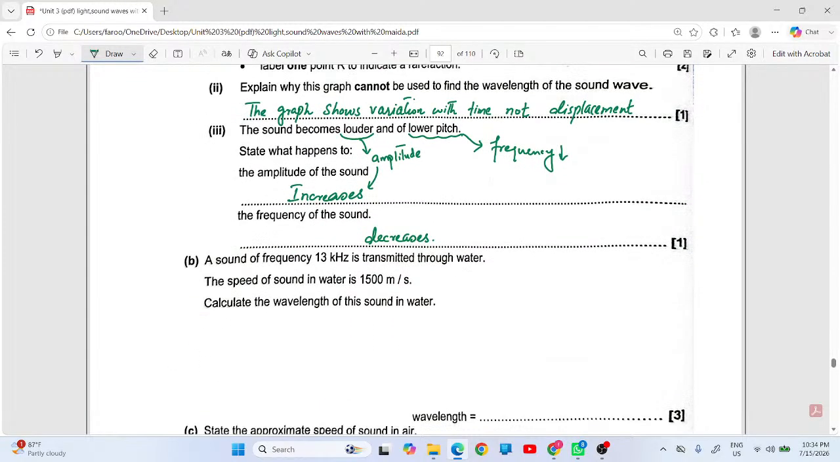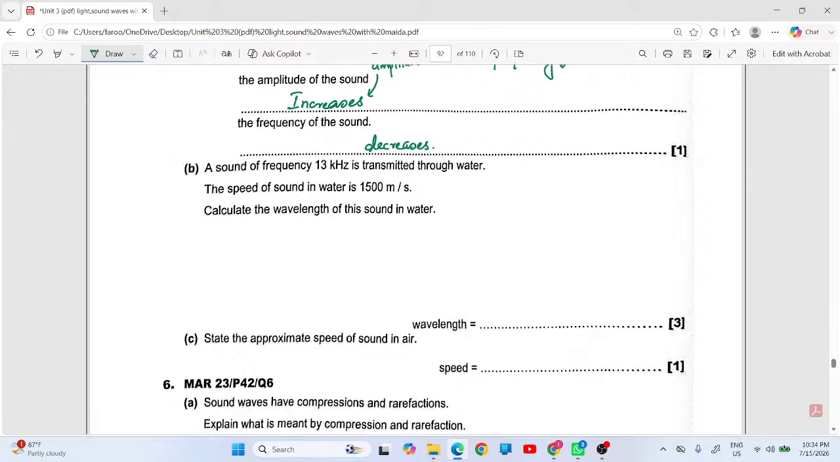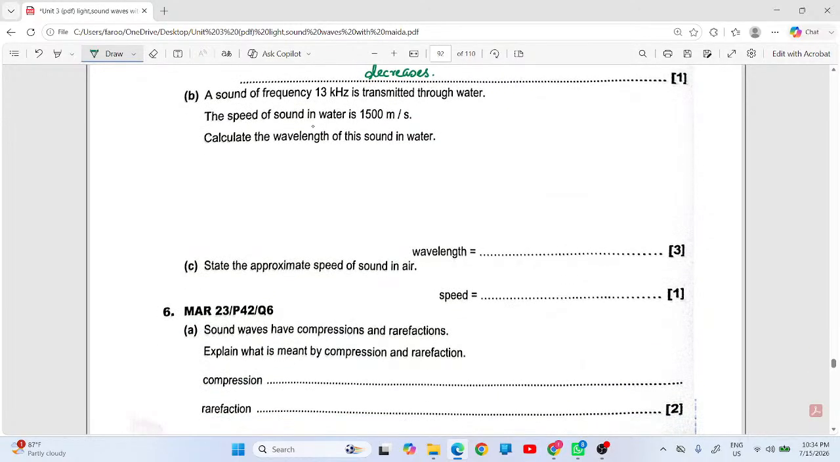Confusion? नो सर। मायदा मायदा आपको? No, sir. Next is sound of frequency.